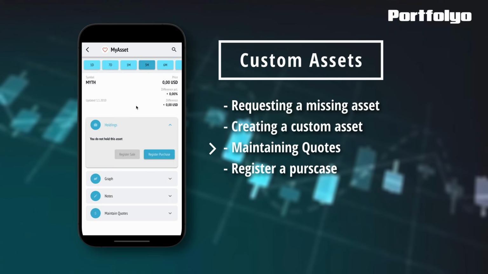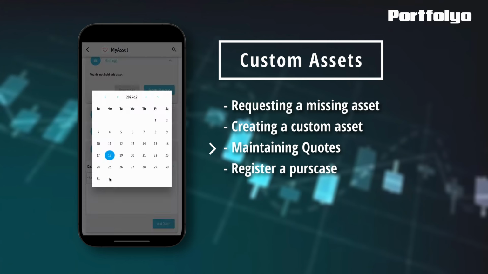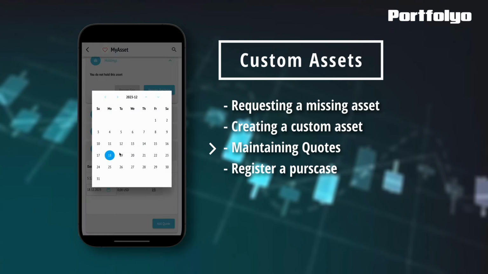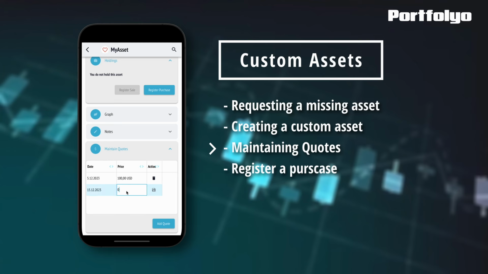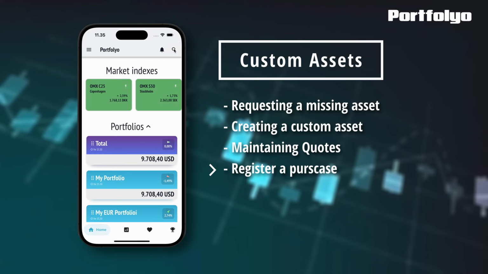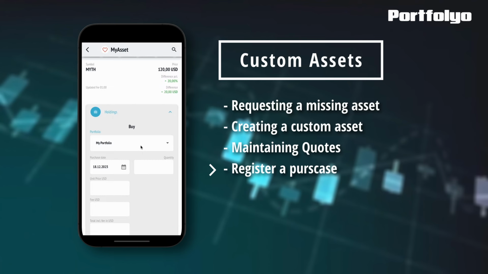Clicking on it takes me to the usual asset details screen. However, there's a new option, Maintain Quotes. Here, I can add the value of the asset on different dates. I'll just add a couple more. The prices are now reflected in the graph. Returning to the main screen, I can search for my new asset just as I would for any regular asset. And now, I can register a purchase.